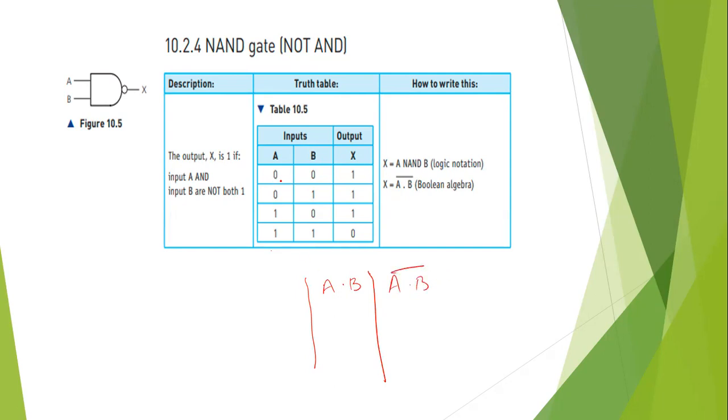So 0 multiplied by 0, output will be 0. 0 multiplied by 1, output 0. 1 multiplied by 0, output 0. 1 multiplied by 1, output 1. Now you can invert this. I need to remove this one. I'm writing it again.